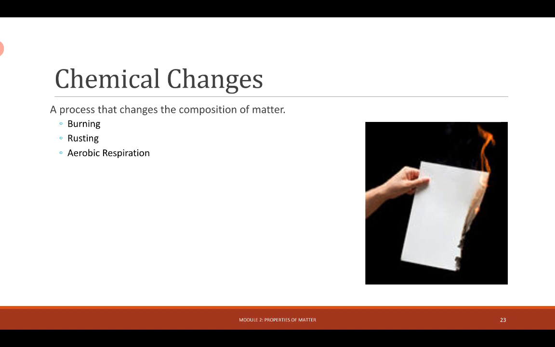We know that humans breathe in O2 and breathe out CO2. And so we are constantly changing the composition of molecules when we breathe. Plants do the opposite in photosynthesis, and so they take in CO2 and put out O2 gas in photosynthesis.